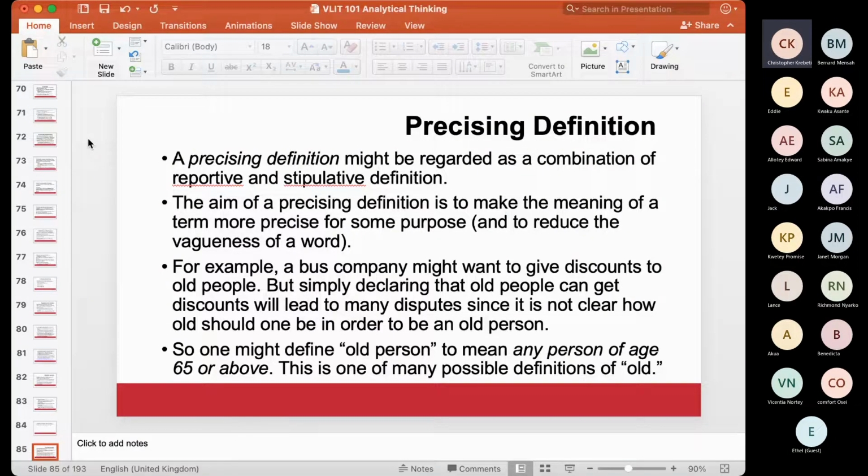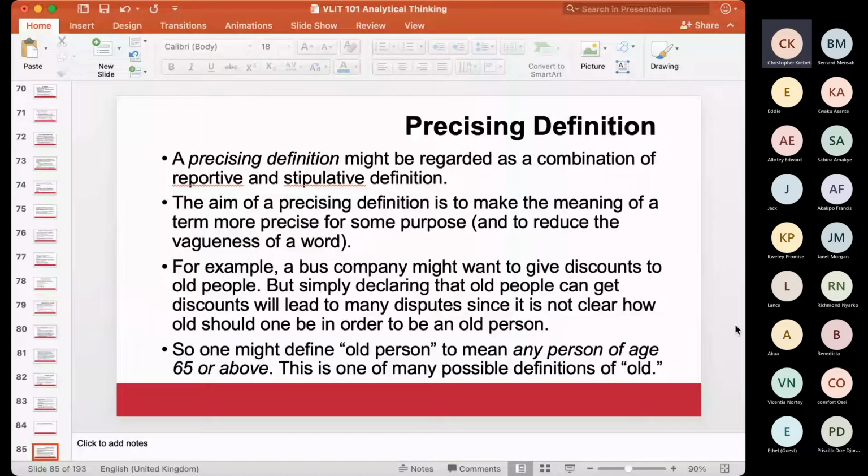So they can go ahead and provide a definition by precising it. One might define old person to mean any person of age 65 and above. The moment they do this, they have precised the definition. If you take the dictionary to look for the word old or old person, it will never tell you any person belonging to a particular age. If you like, you can try and see, and then give us your result or your assessment.